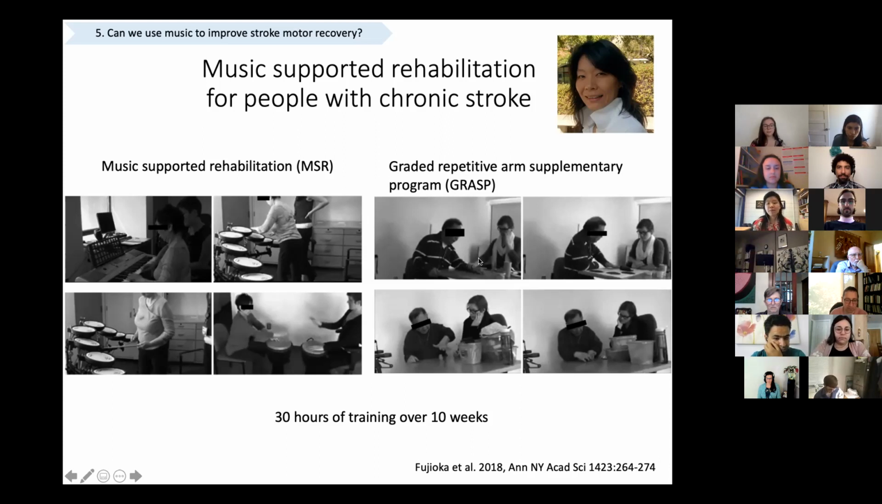With GRASP, people are engaged in performing activities of daily living. So, grabbing objects, buttoning a shirt. These are called functional activities, things that are relevant, right? That we do as part of our daily living. And so participants in this group got to practice those tasks.